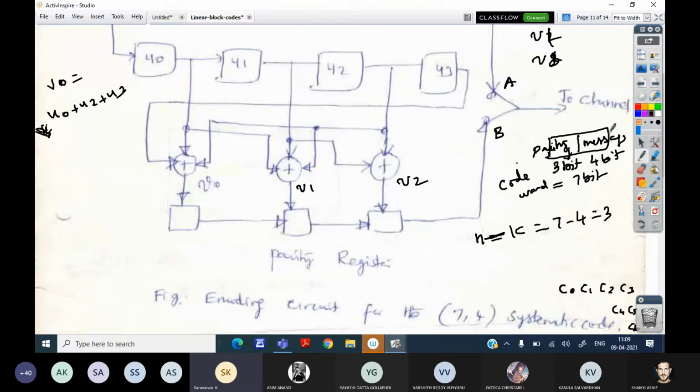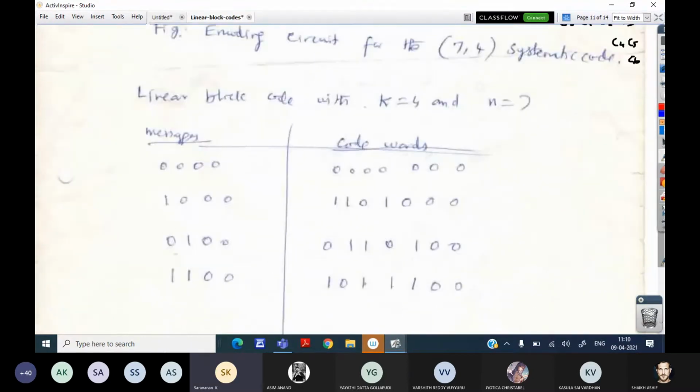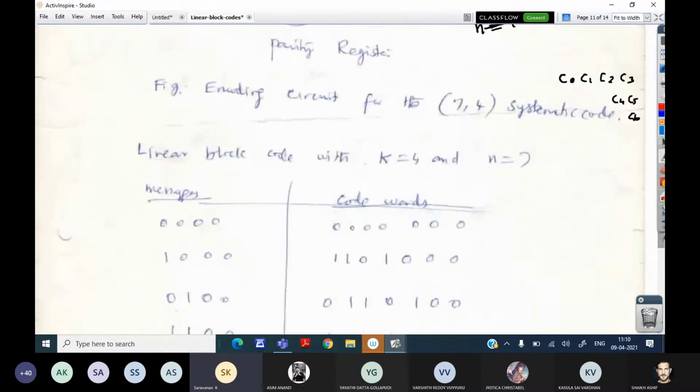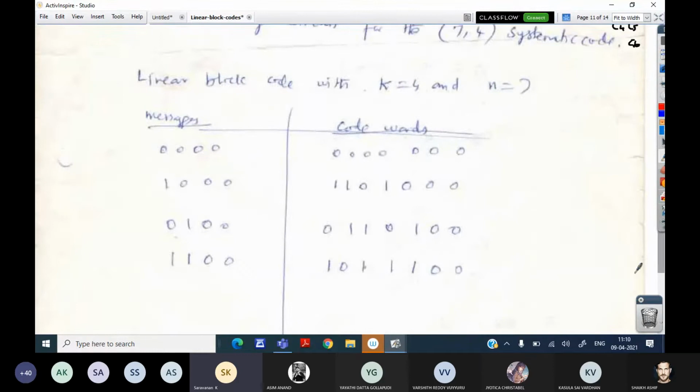So for any problem, you can do the design of the encoder circuit in this way. If you have any doubt on this part, you can ask me. Otherwise, I can switch over to the next topic. Is it clear? Yes, sir. So you can verify: you can apply any 4-bit message and find out the corresponding code word that can be generated with the help of this block diagram, this circuit.